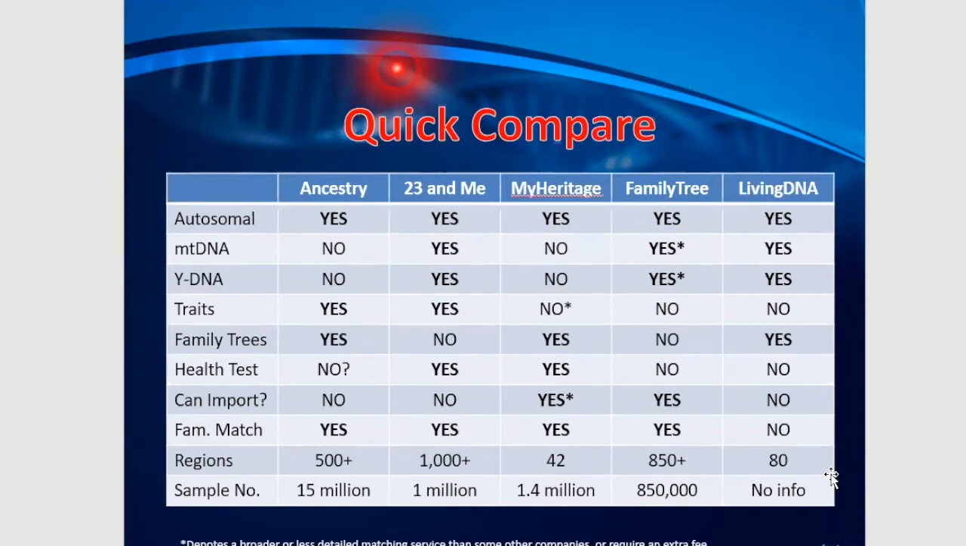Each test has its positives and its negatives. You can see here that Ancestry and MyHeritage do not offer mitochondrial or Y-DNA tests. Family Tree does, but you have to opt into these tests, and you usually have to pay a separate fee for them. So one of the things that you really want to look into when you're trying to decide which DNA test is right for you is reading all the fine print. What comes with my DNA test? Do I get my matches? Do I get a mitochondrial test with it? What am I getting when I sign up for this?